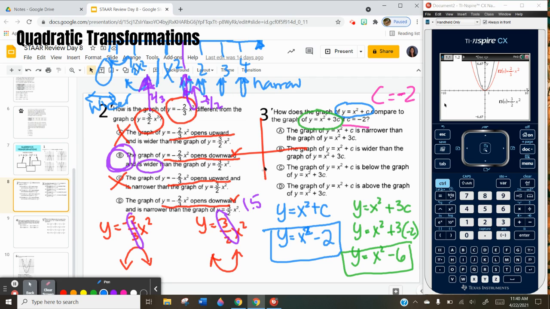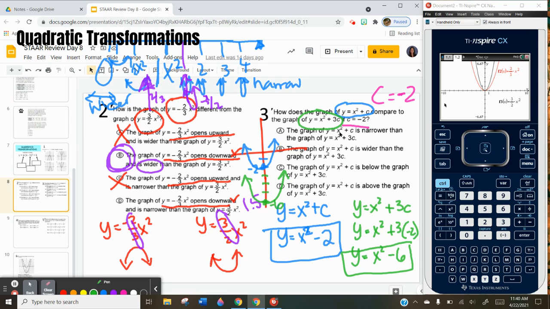Remember, the -2 moves the graph down 2 units, so it now starts at -2. It's still opening upward because it's a positive x squared. The next graph is x squared minus 6, which means that the y-intercept on the next one is actually -6. So -3, -4, -5, it's actually down here at -6. This graph is still opening upward. Notice the first graph that's in blue, and the second graph I drew, which is in green. Here they're asking what happened.